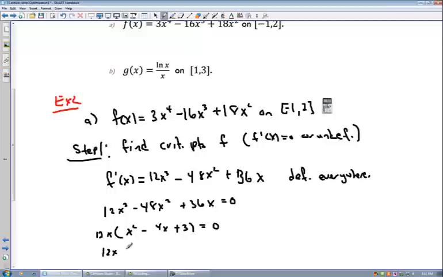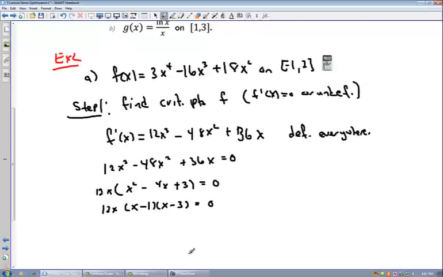So that's 12x. I can factor this quadratic, so it's going to be x plus or minus something times x plus or minus something equal to 0. And now 3, there's only one way to get 3 by multiplying 2 numbers, and that's 1 and 3. And the way to get negative 4 is to take negative 1 and add negative 3. So that's negative 4. So that should work.